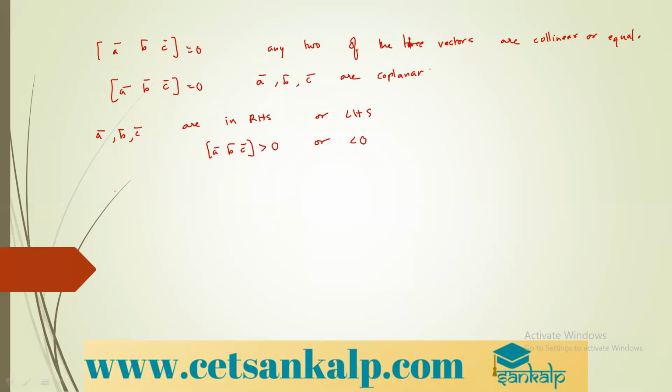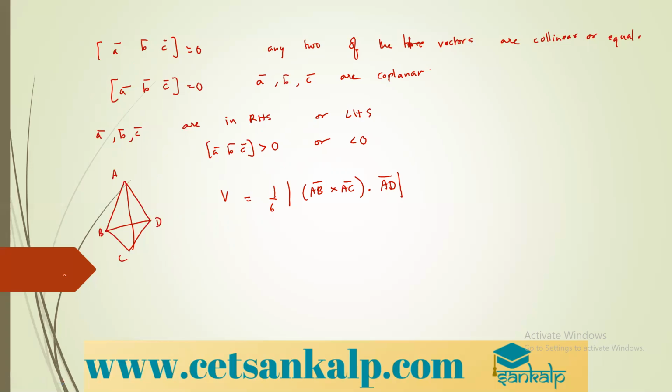Then if you have a tetrahedron like this with A, B, C, D vertices, then the volume of the tetrahedron is 1/6 into magnitude of AB cross AC dot AD.